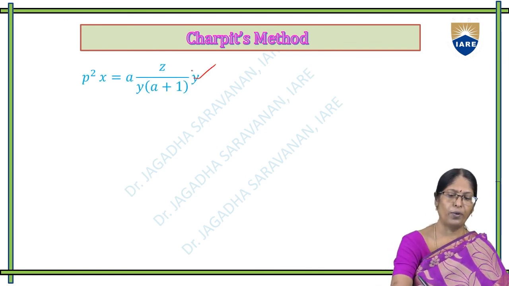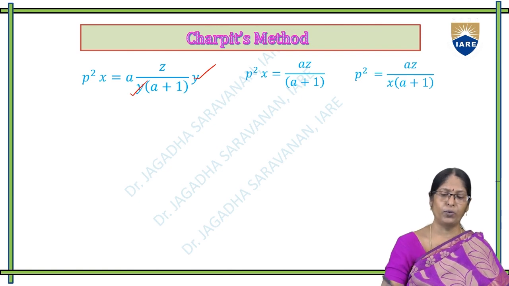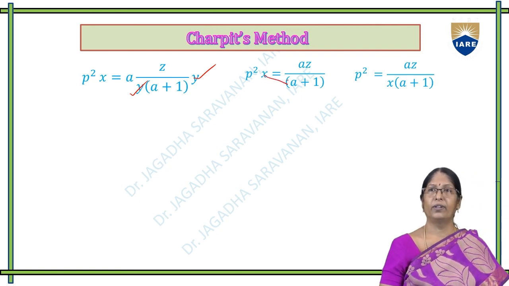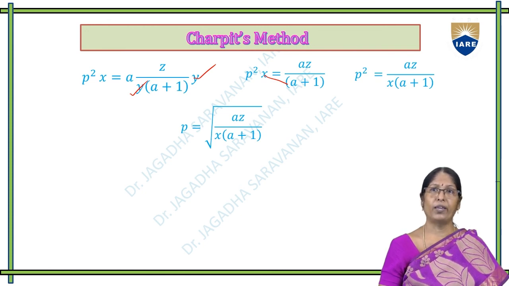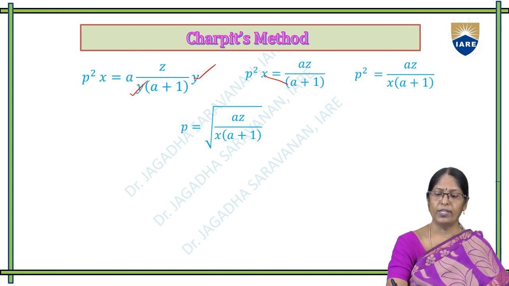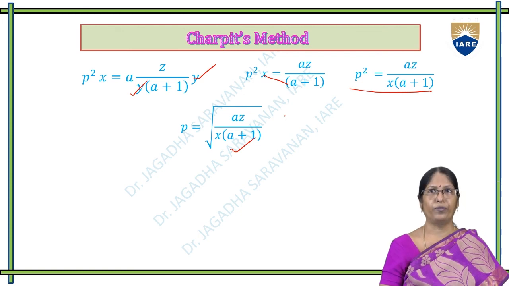So now this y is getting cancelled. We got p square x equal to a z by a plus 1. Next, p square equal to, x we are bringing here, then a z by x of a plus 1. Then p equal to square root of a z by x of a plus 1. That is, p square equal to this, p equal to square root of this. We got it. What is p?